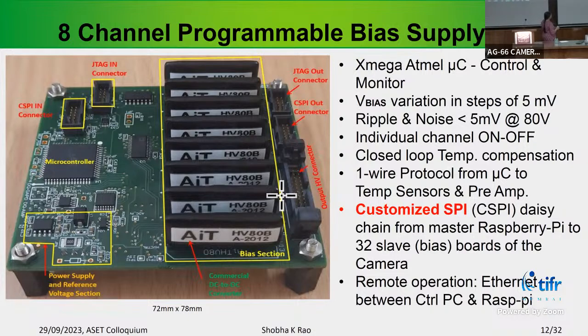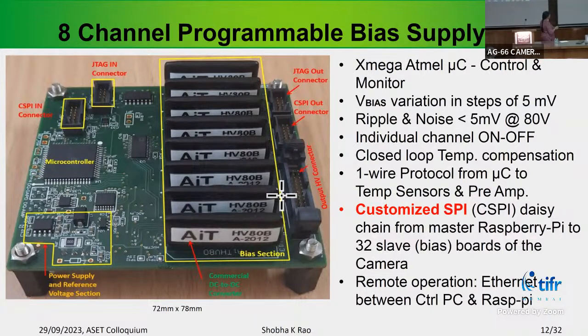Also this one wire protocol, we need for in situ calibration, which I'll talk about later. At the preamplifier, one address of the switch has to be operated. We are using one wire protocol for that also. And we have adopted a customized serial peripheral interface to control all the bias boards by a single master Raspberry Pi.